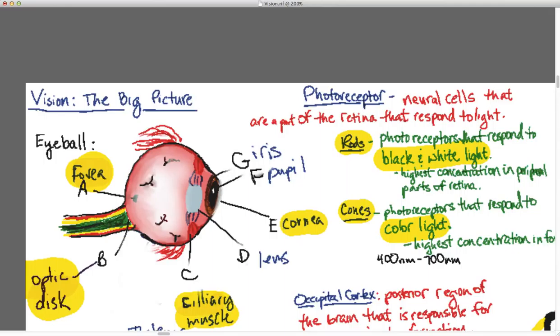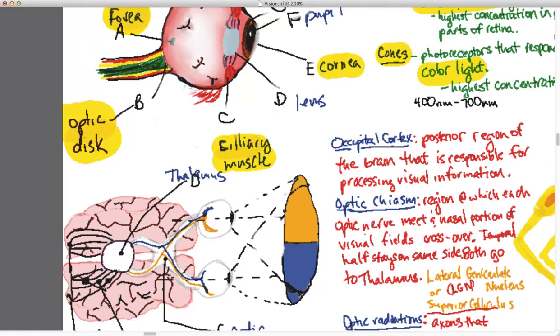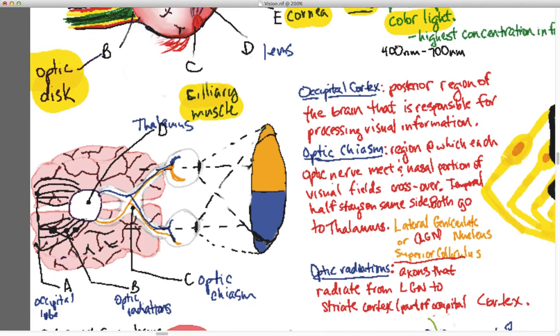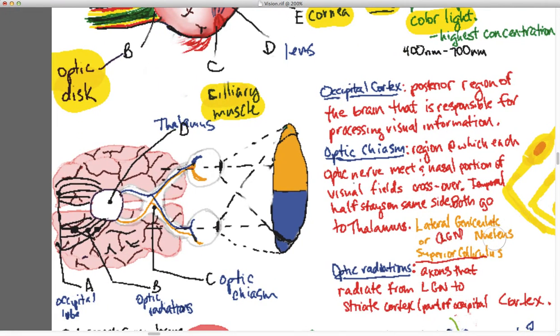And there are different types of ganglions that project. There's going to be your M and P, and we'll go through that in another video. So here is the basic layout of what's going on.